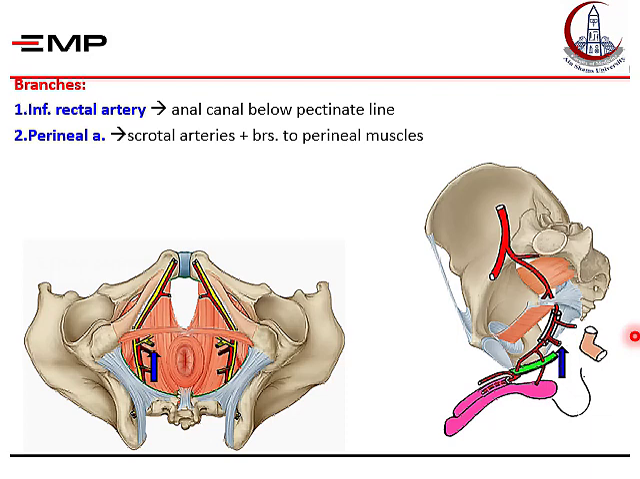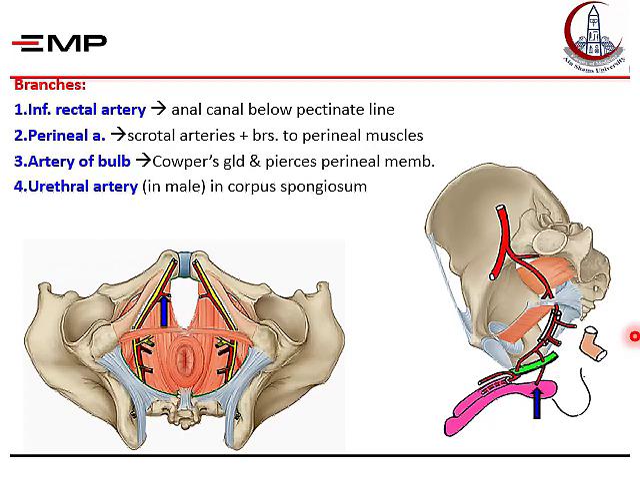The second branch is the perineal artery, which gives two scrotal arteries and branches to the perineal muscles. And then here we have what we call the artery of the bulb and the urethral artery. These pierce the perineal membrane to reach the deep perineal pouch, and they pierce the bulb and run through the corpus spongiosum on the sides of the penile urethra.